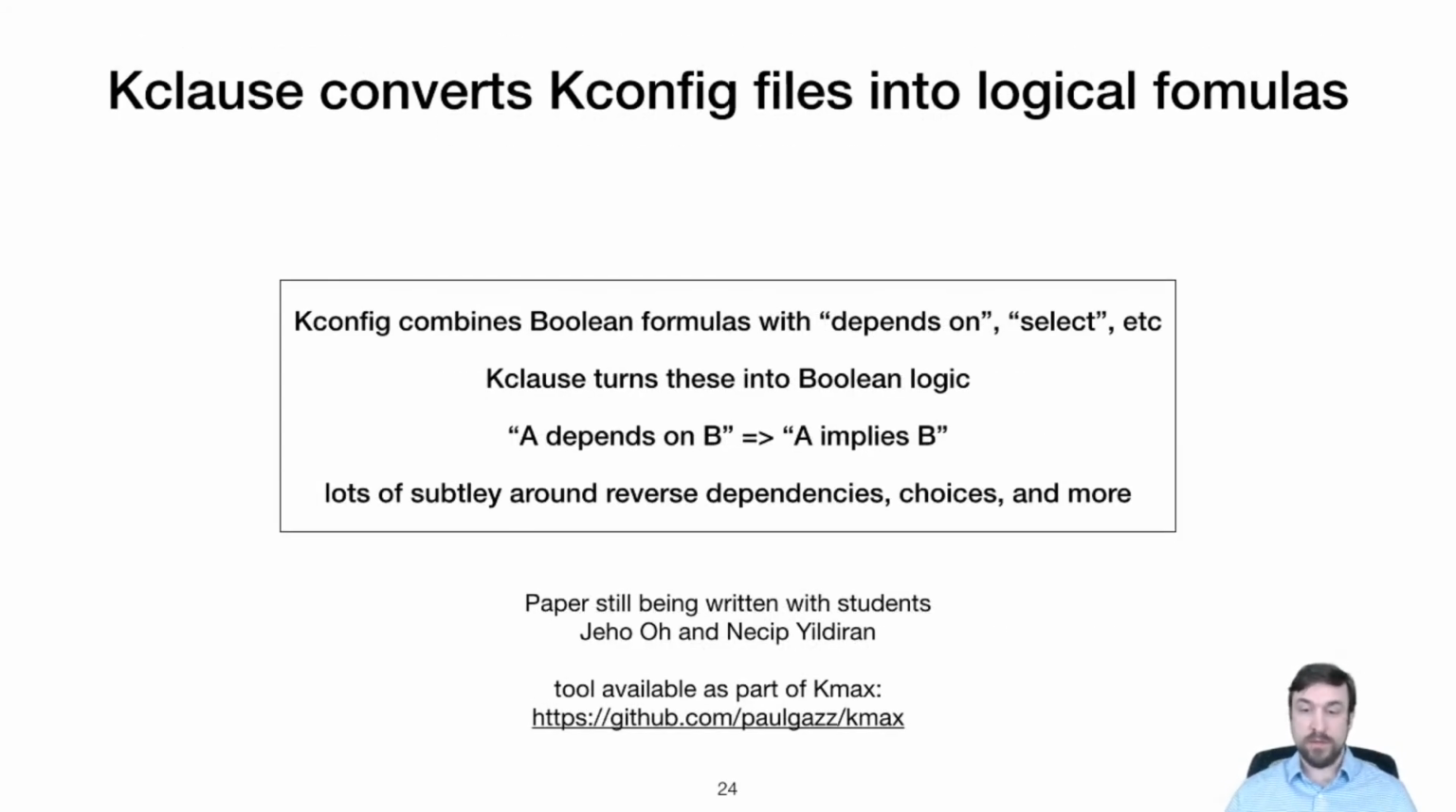Now, Kconfig files are already a kind of constraint specification language, but they're not necessarily written in pure Boolean logic. So Kclause takes Kconfig constructs and interprets their meaning in terms of Boolean logic. Kconfig will specify constraints with Boolean formulas, but then they'll use constructs like depends on and select to say how these options depend on each other. Kclause turns them into Boolean logic. So for instance, if the configuration option A can't be turned on unless B is turned on, then this means that if A is turned on, that implies that B must have been turned on. So we can turn that into A implies B.